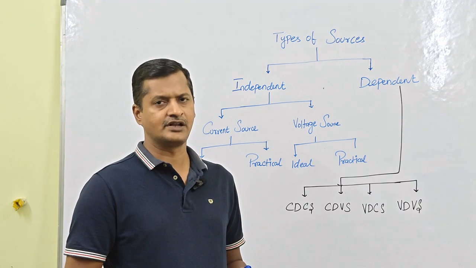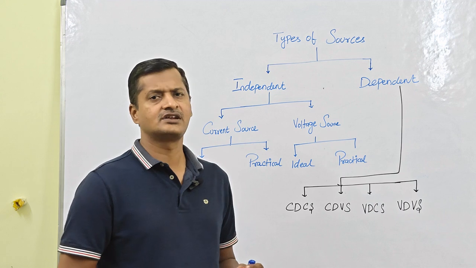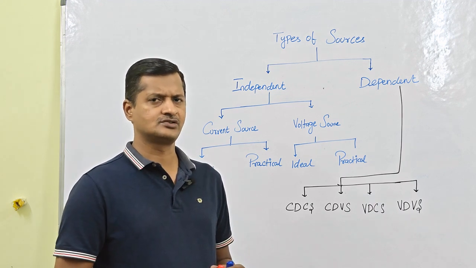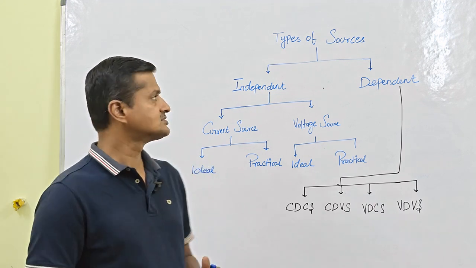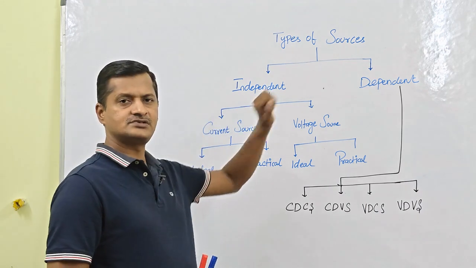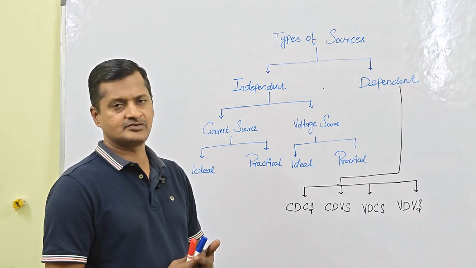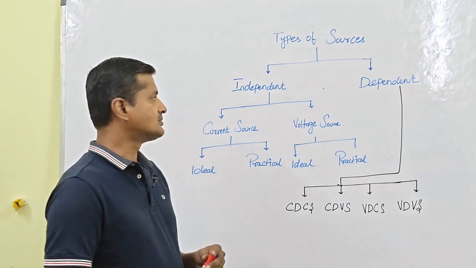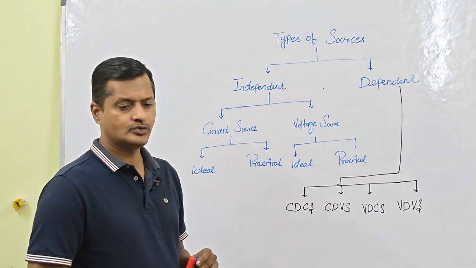Welcome to the next lecture on network theory. In this lecture we will discuss types of sources. Types of sources are first classified into two types: one independent source, another dependent source. Under independent source we have two types of source.